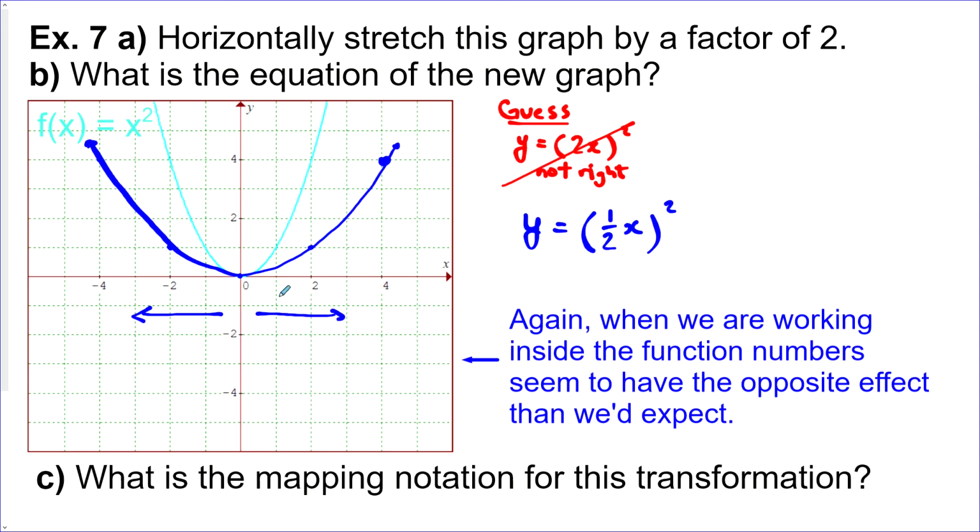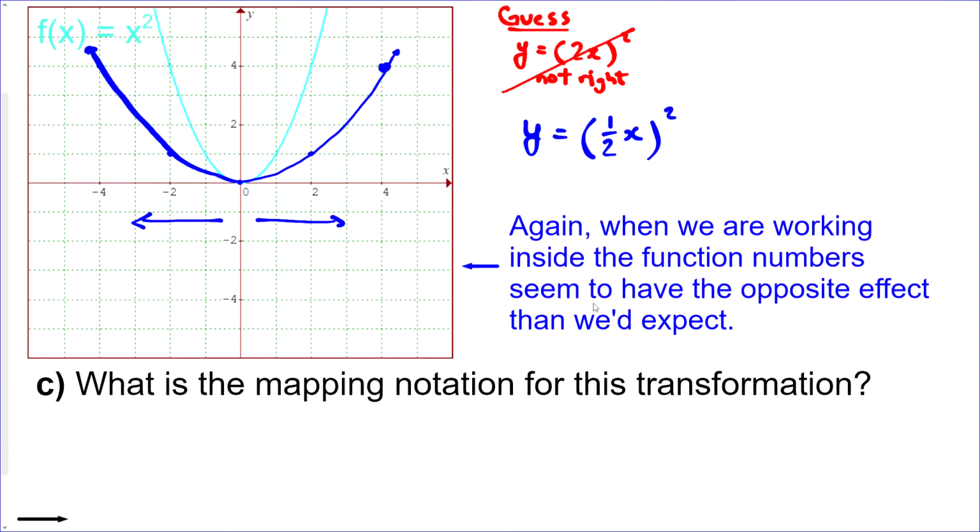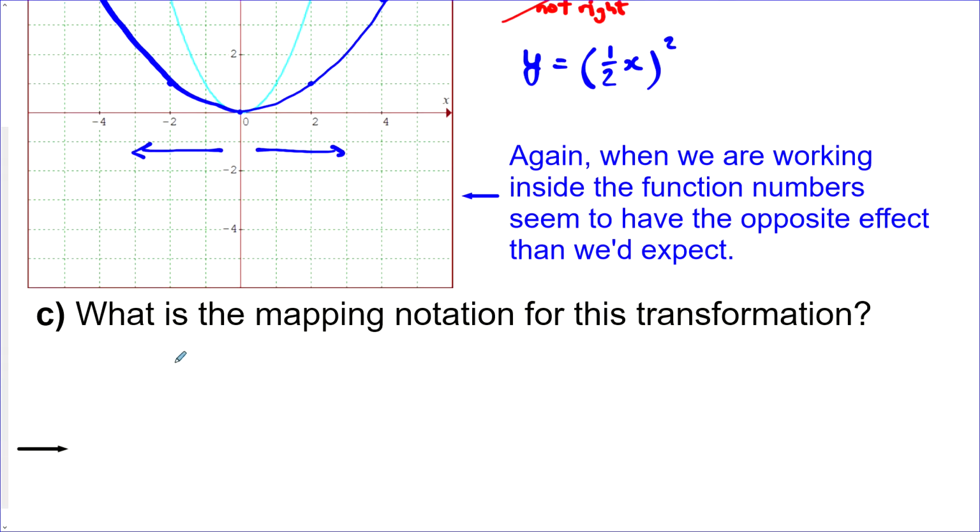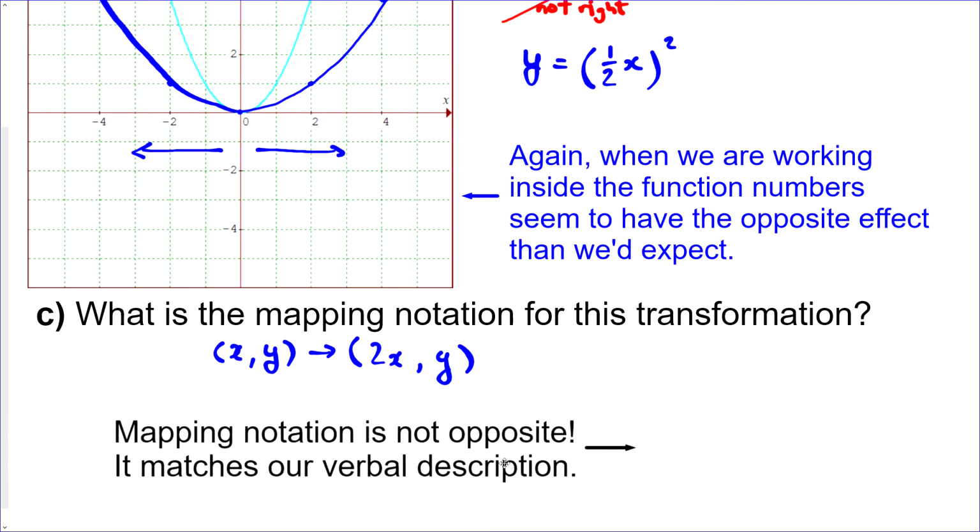If we tried that same point here, 2 divided by 2 is 1. 1 squared is 1, and that is the point that we have here. So this is the correct equation. Now, what's the mapping notation? So we have x and y, and these are mapped onto 2x and y, because our mapping notation matches our verbal description.